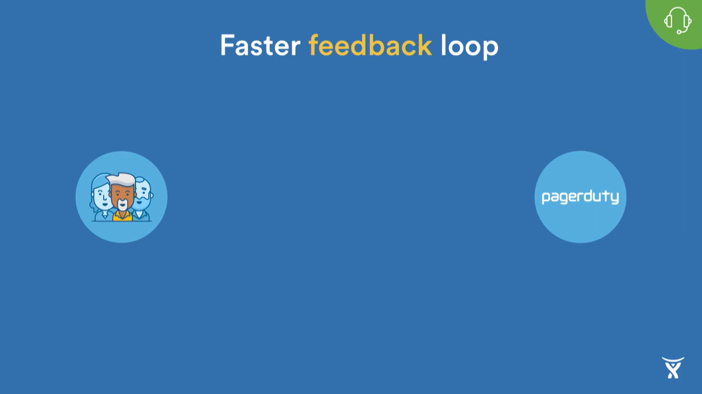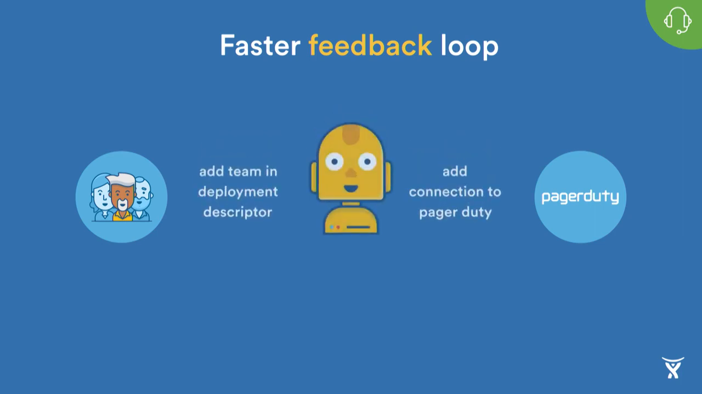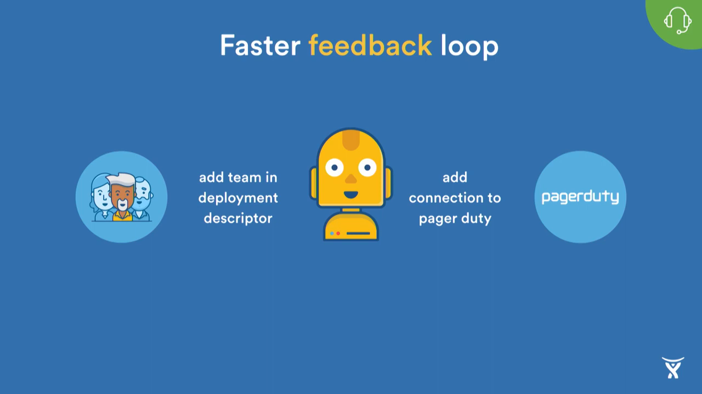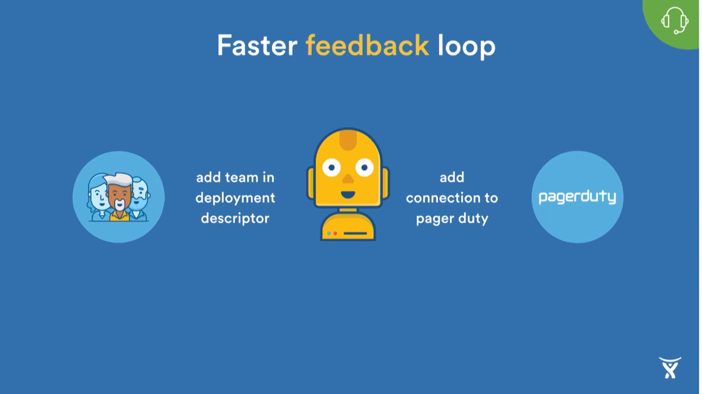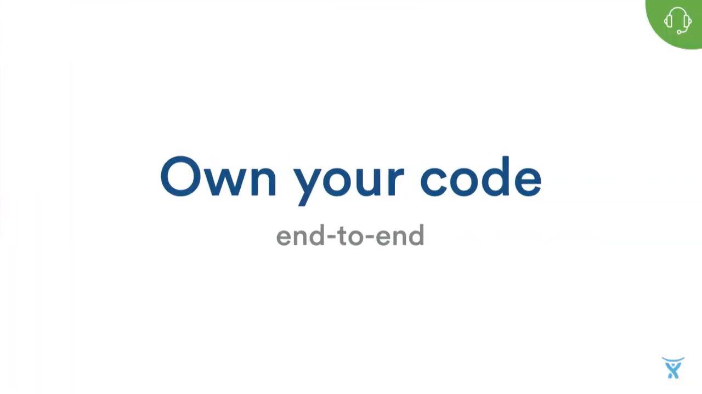You can mention the team in the deployment descriptor. You just deploy your new service and mention your team in the deployment descriptor. There's a bot looking at it and changing the configuration of PagerDuty automatically. So PagerDuty knows which team is responsible for which service. And that way, you own your code end to end. This is what we want. We're responsible for the code that we write. So we want to own our code end to end, and PagerDuty and this bot help us with that.